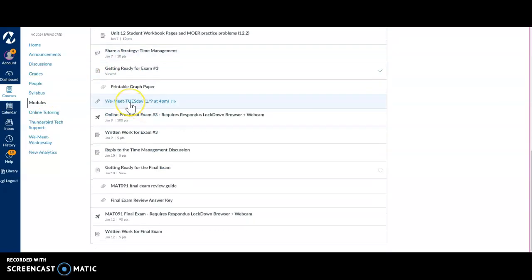All right, so normally I do the We Meet sessions on Wednesday, but today I changed it to We Meet Tuesday for this week because I wanted to meet with you before Exam 3 and also before the final exam. So I wanted to use the We Meet session this week for you to ask questions on Exam 3 and also to ask any questions you might have on the review guide for the final exam. So hopefully as many of you as possible can join Tuesday at 4 p.m.